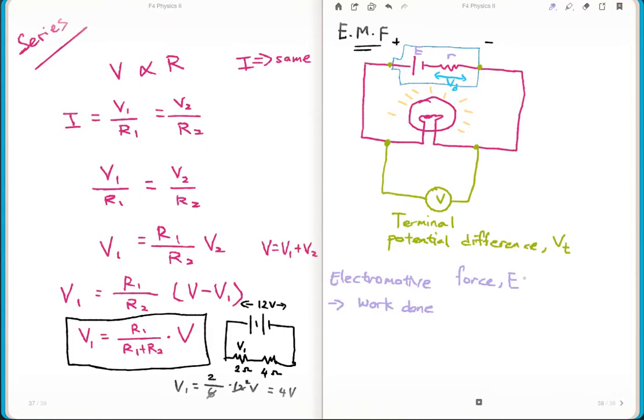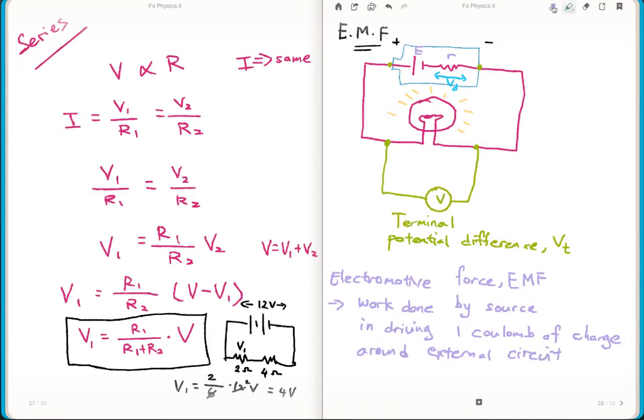Electromotive force, EMF. Sorry, EMF. It's the work done by the source in driving 1 coulomb of charge, positive and negative, around the external circuit. So how are they related?